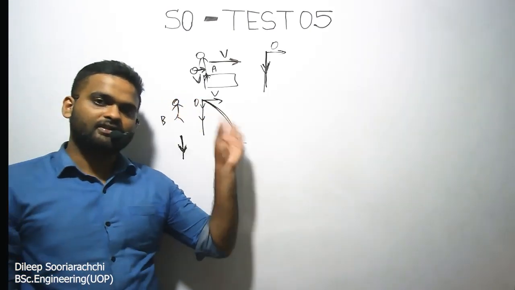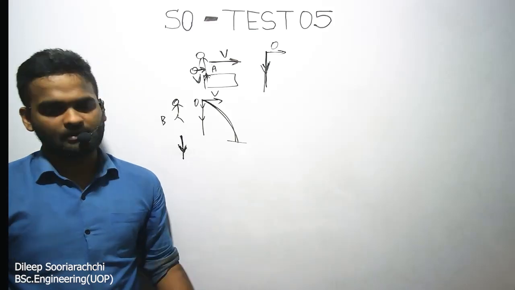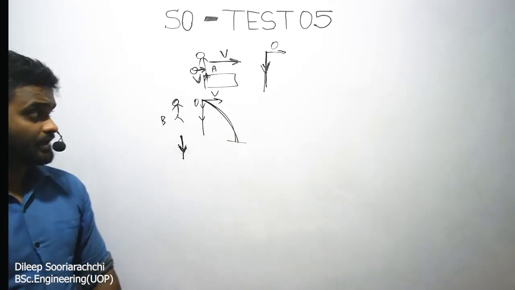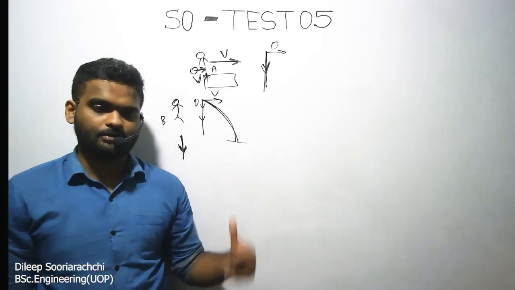So this is the full description, right? There may be shortcut methods. Some students might even remember this question. This is a past paper question.